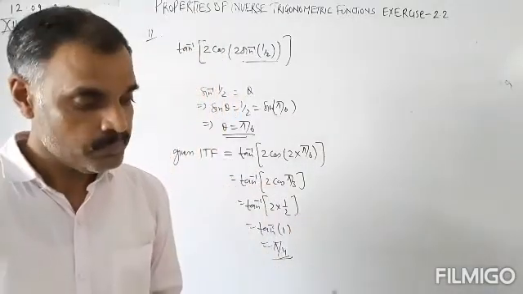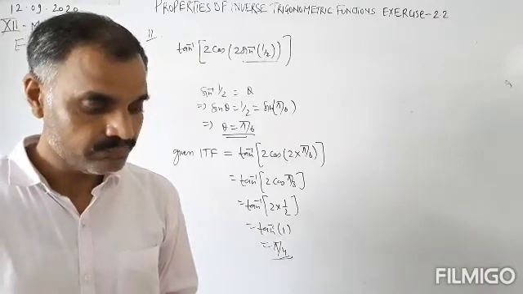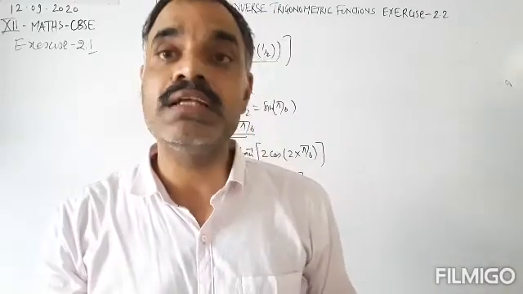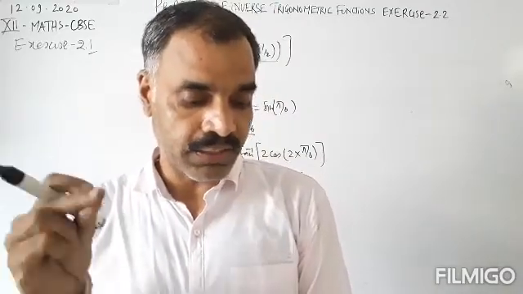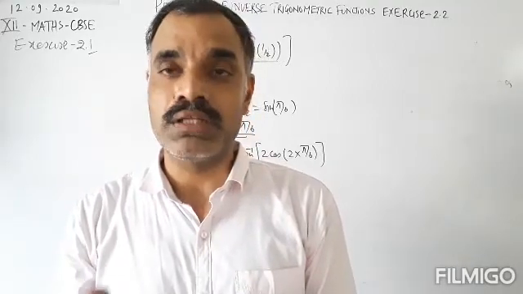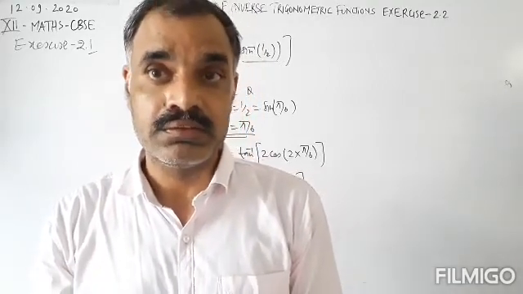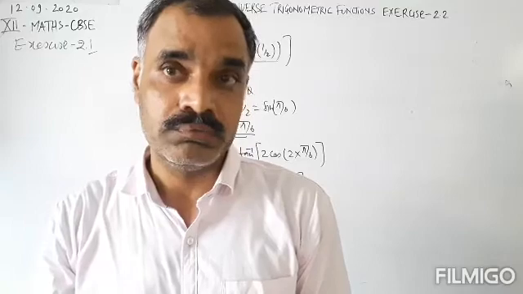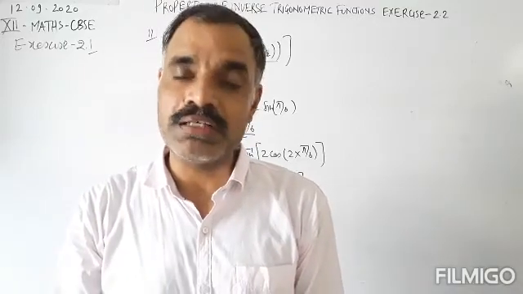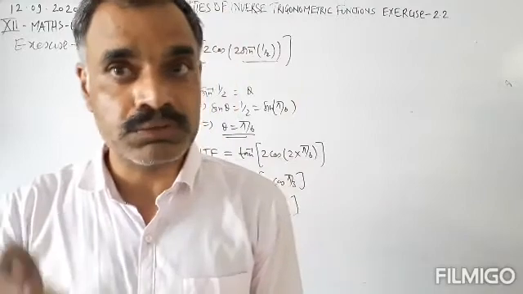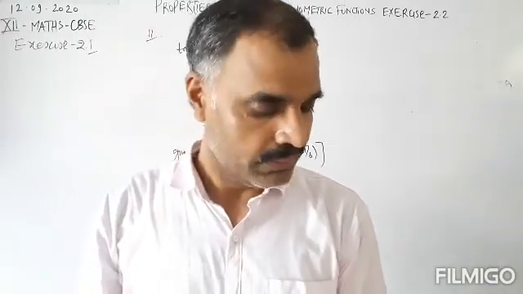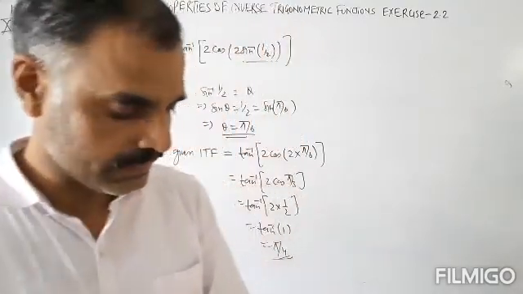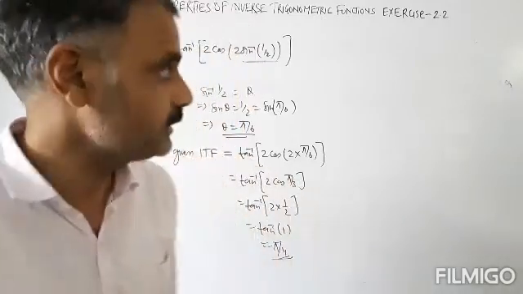In this way, question number 12, I am explaining this orally: cot of (tan inverse a plus cot inverse a). We know that in inverse trigonometric properties we have learned tan inverse a plus cot inverse a equals π/2. That is why it is cot π/2. Cot π/2 means cos π/2 upon sin π/2, that is equal to 0. Now question number 13 of exercise 2.2.